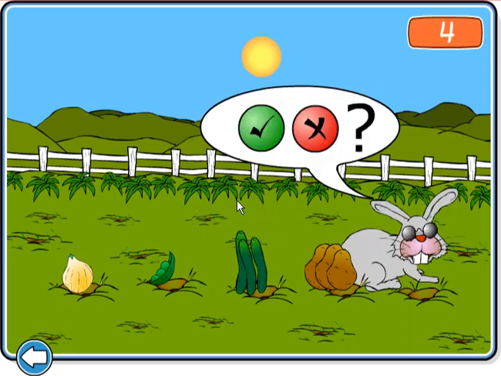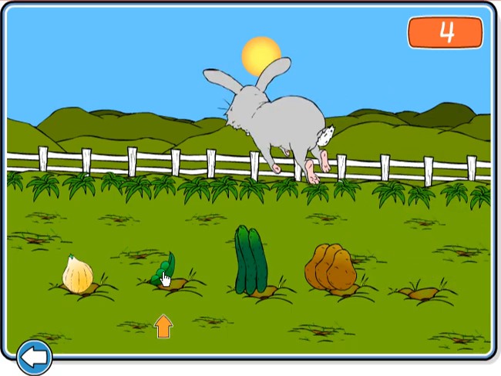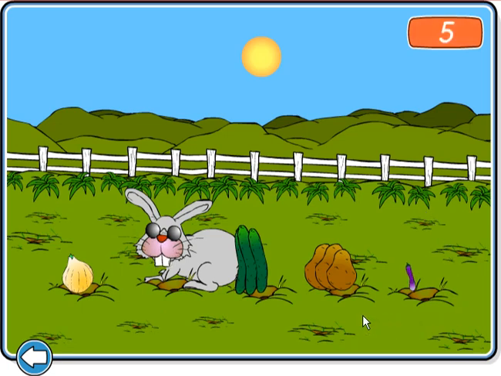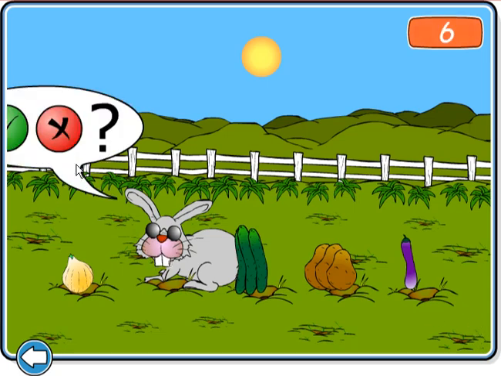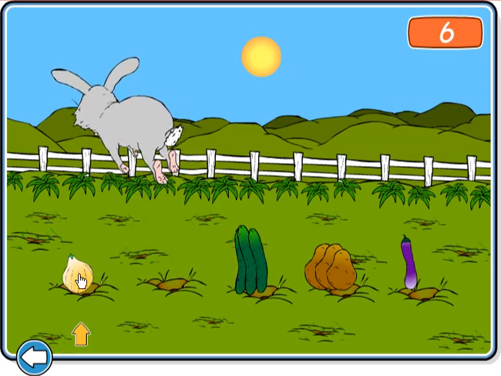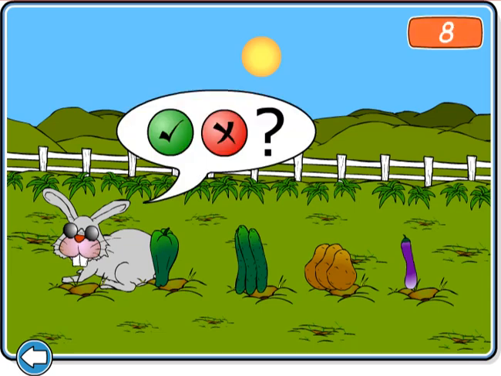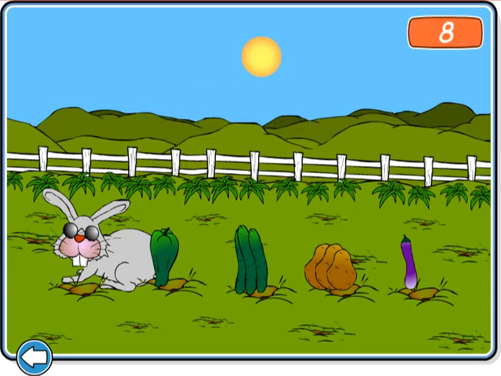Are there any peas? Yes, there are. There are some peas. Is there any corn? No, there is not. There isn't any corn. Are there any onions? Yes, there is. There is 1 onion. Are there any tomatoes? No, there are not. There aren't any tomatoes. Are there any onions? No, there are not. There aren't any onions.